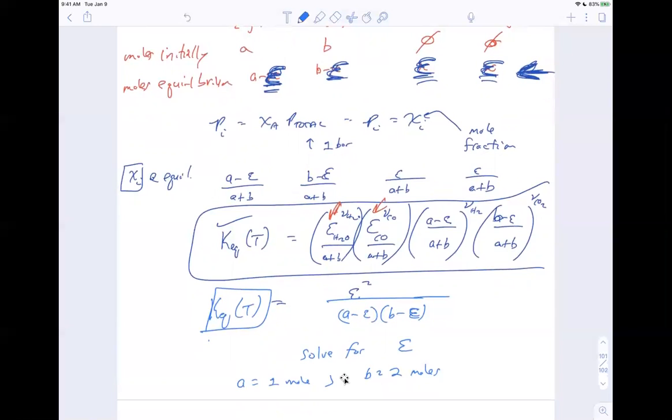So, given all the delta G of formation data, if you find that K equilibrium is relatively small, let's say it turns out to be on the order of 10 to the minus 6, so it's some number times 10 to the minus 6, that's what order of 10 to the minus 6 means. So what can you say about epsilon?